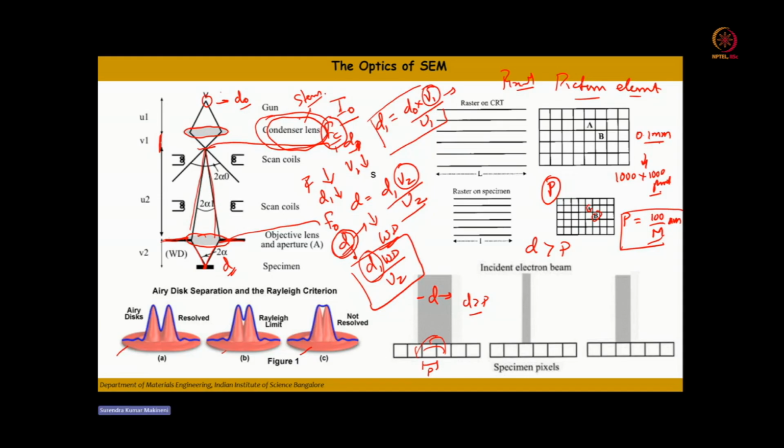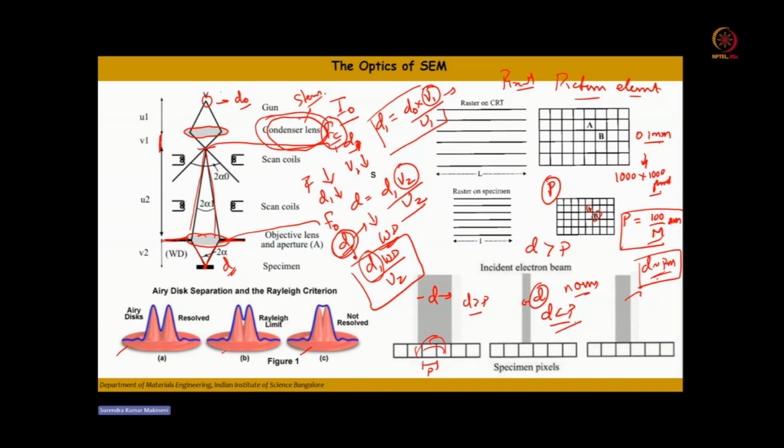Similarly, if your D is smaller than 1 pixel, then what will happen? You will get a very weak signal per pixel, and so you will generate a large amount of noise. Right? So the D should be optimum. D should be equivalent to the pixel size. Then you can differentiate the two different objects from the sample surface.